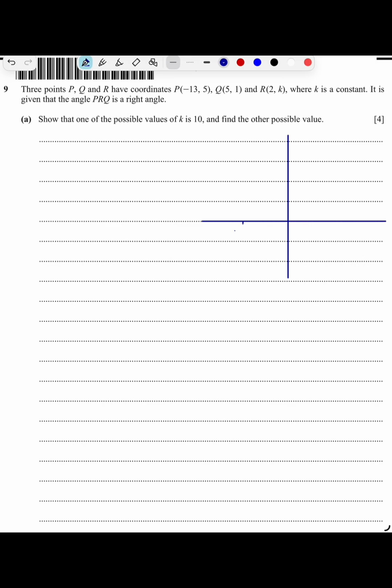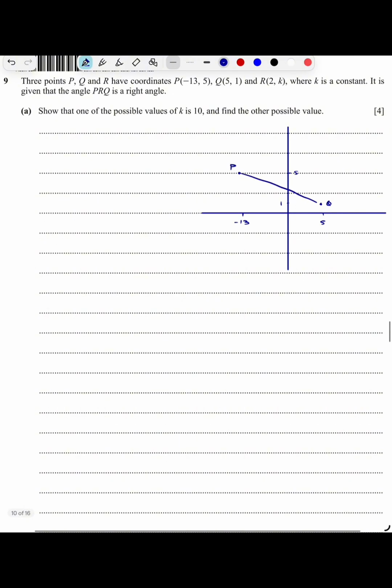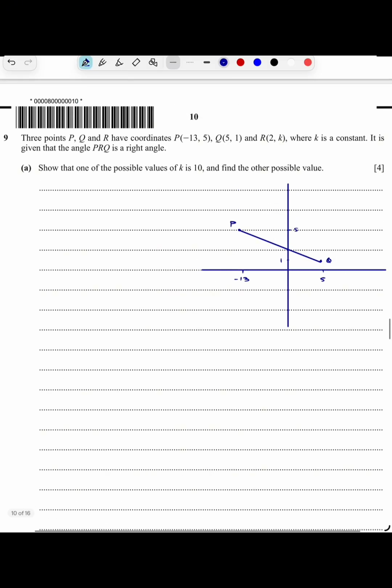Okay, here let's take a random -13 and it said 5. So this is my point P. Point Q is kind of like here, a 5 and a 1. So point Q is here. Let's connect them. And point R has a 2 and K. So let's think somewhere here, say 10, so it comes somewhere like this, okay, like this and like this.